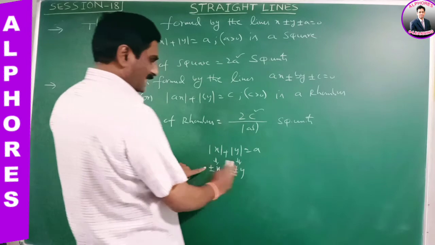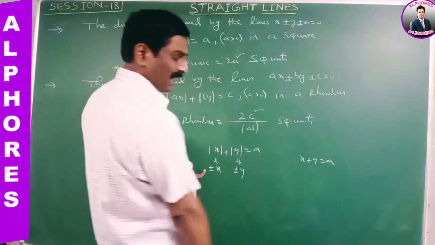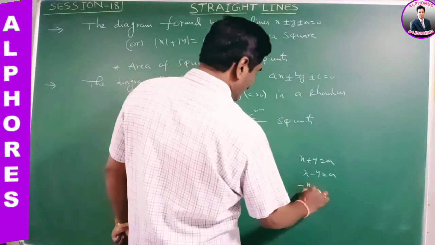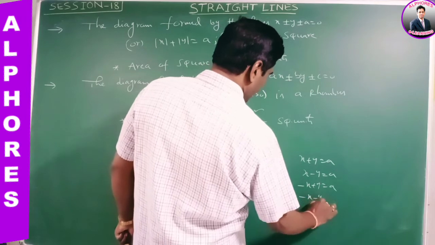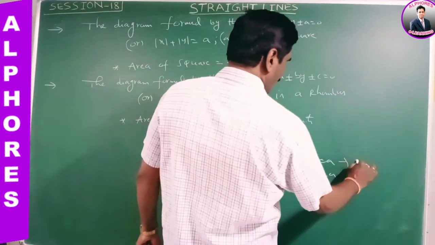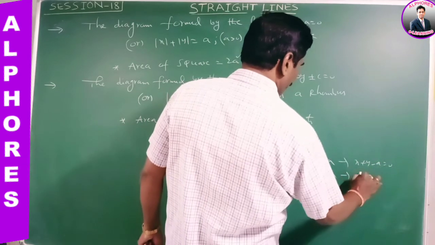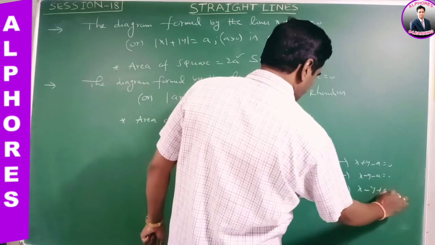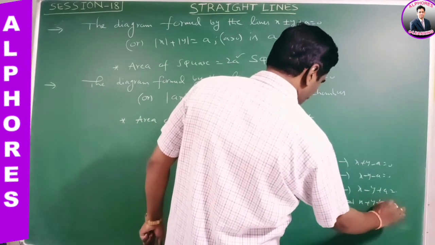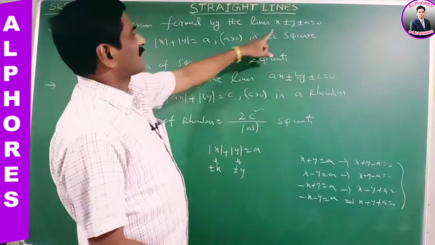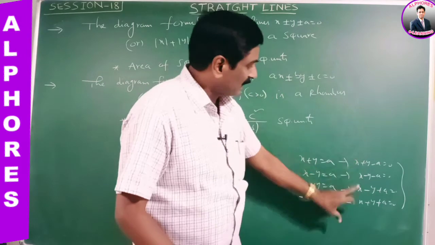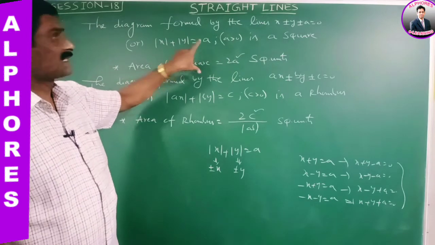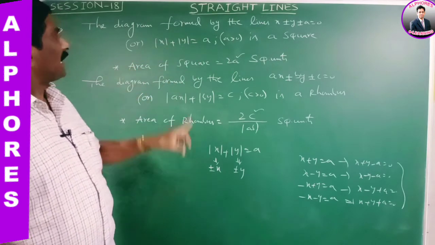After splitting we take plus plus, that means x plus y is equal to a is one of the lines, x minus y is equal to a is another line. Next third line is minus x plus y is equal to a. Fourth line minus x minus y is equal to a. Please observe these values. x plus y minus a is equal to 0 is one of the lines, x minus y minus a is equal to 0, x minus y plus a is equal to 0, x plus y plus a is equal to 0. Please observe these values. x plus or minus y plus or minus a is equal to 0 is nothing but these lines. Okay, the diagram formed by these lines, this represents 4 lines, is a square.